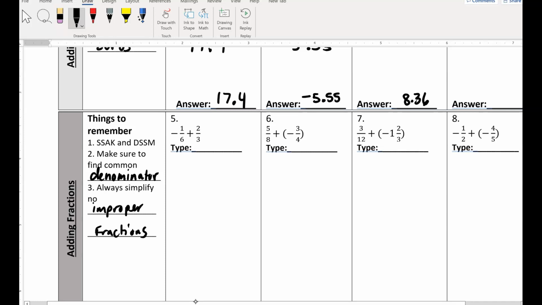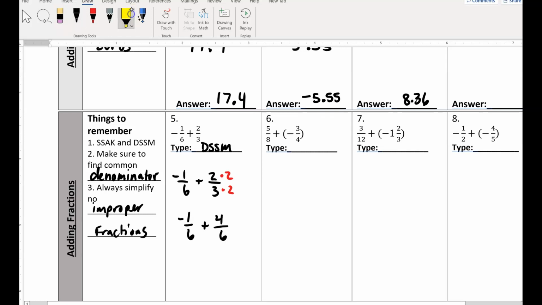All right, so this is a DSSM. Different signs subtract more. So we're going to end up subtracting, right? But the first thing you have to do, obviously, is change it so that we have common denominators. So you got to ask yourself, what is the common denominator, the greatest common factor between 6 and 3? It's obviously 6. So multiply this fraction on top and bottom by 2, so you can get that denominator of 6. So it's negative 1 over 6, plus 2 times 2 is 4, 3 times 2 is 6. Now I have common denominators.